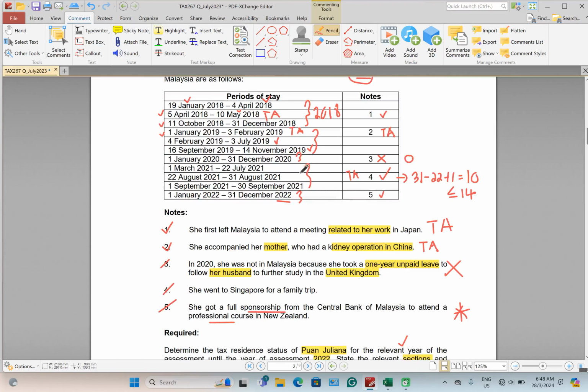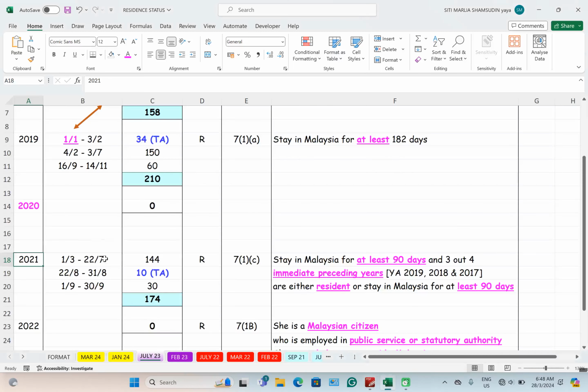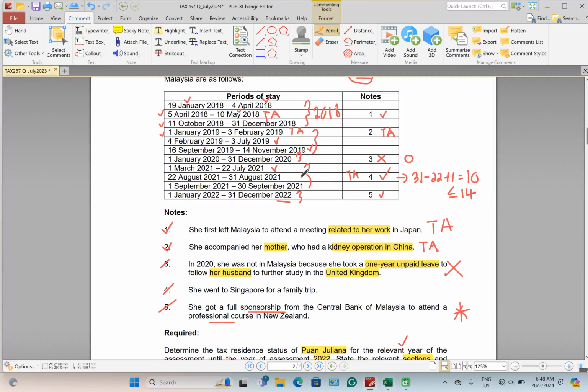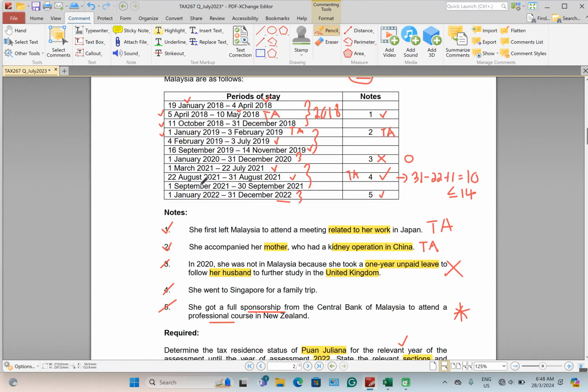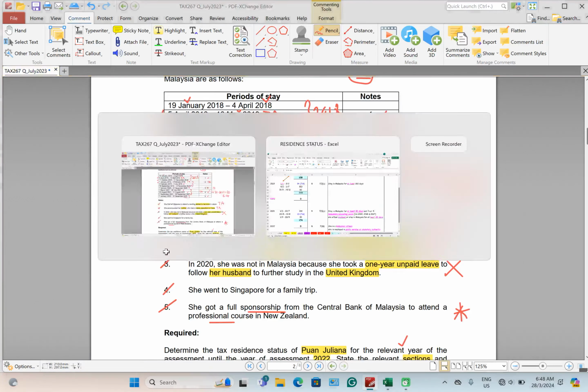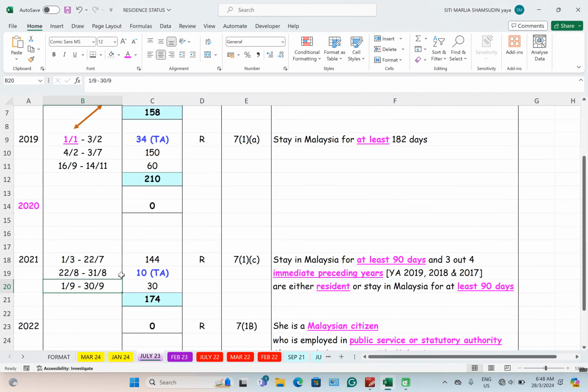Okay, information 2021. 1st March until 22nd July. Okay. Followed by 22nd August to 31st August. This is TA. Be careful. Okay. 22nd until 31st August. Number 3, 1st September until 30th September. Alright. Okay. Next one, guys.